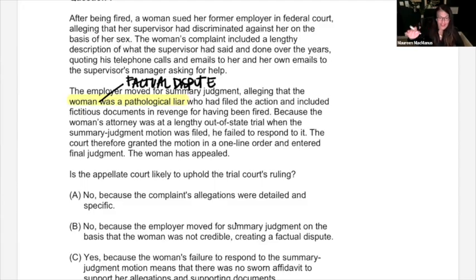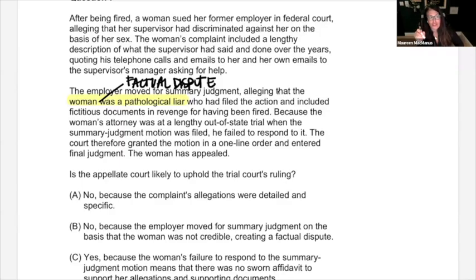So if they fail to make it, if they fail to prove the standard, if they fail to meet the standard, then you don't file a reply, because why waste your client's money when they've obviously created a factual dispute? A little risky, sure, but MSJs, filing motions, etc., can be really expensive. The court therefore granted the motion in a one-line order and entered final judgment.